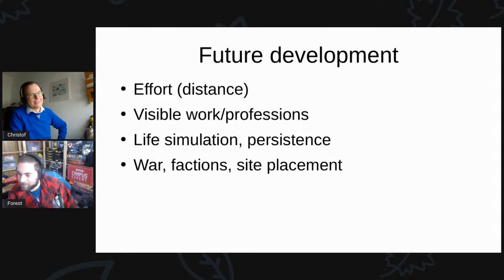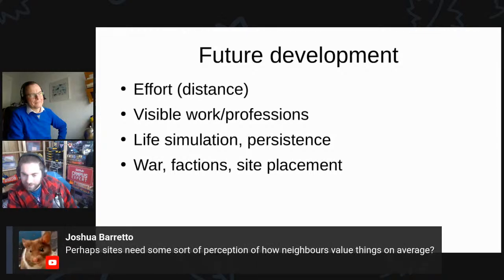Zester also mentioned, of course, price and resource value are different. Translation, not transition. And then there's this last part here. Perhaps sites need some sort of perception of how neighbors value things on average. They do. This is part of the trade system, which I did not present here.